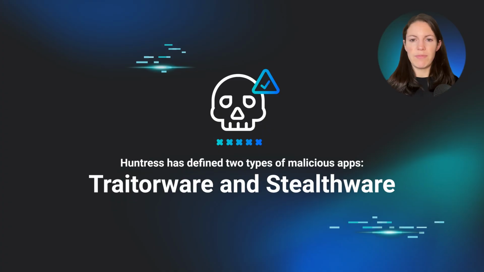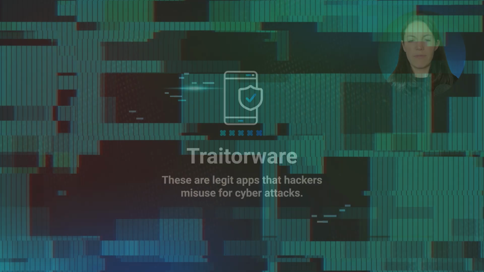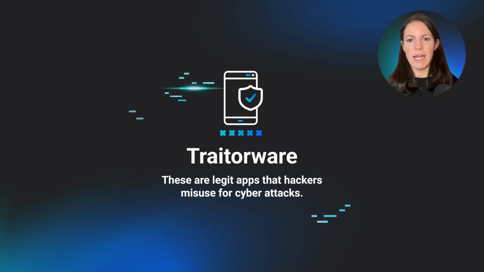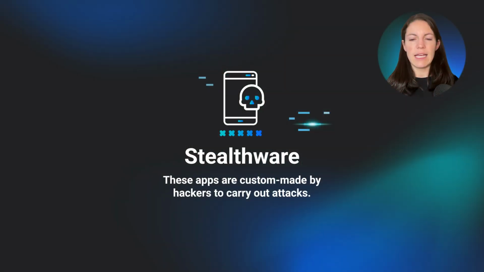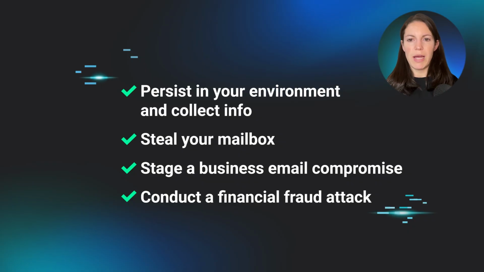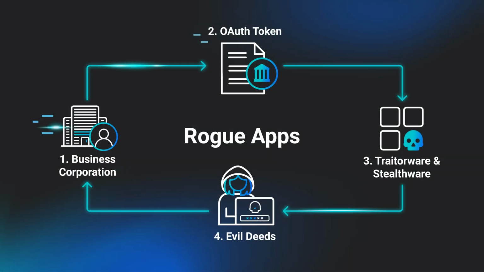With rogue apps, we've defined two types of malicious apps. The first is traitorware, which are legitimate apps that are used badly, and perfect examples of OAuth application abuse in Microsoft 365. And the second is stealthware, which are unknown applications that are rare and have potent permissions. So these rogue apps are so powerful because an attacker can abuse them to persist in your environment and collect info, steal your mailbox, stage a business email compromise, or conduct a financial fraud attack. The options are really endless. And that is rogue apps.